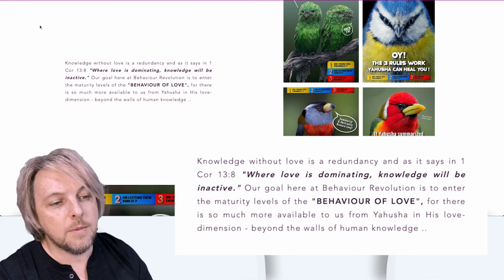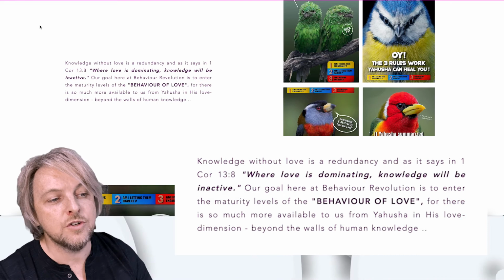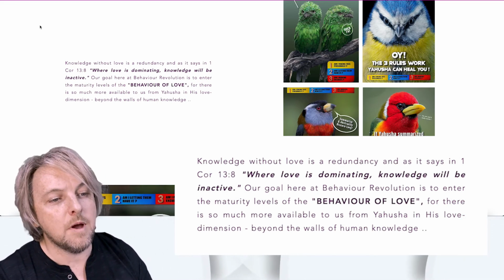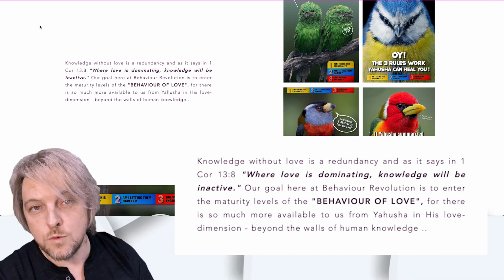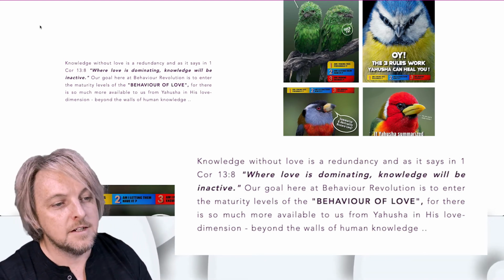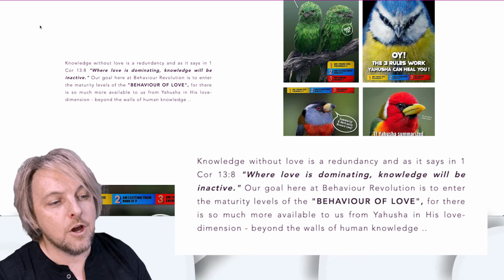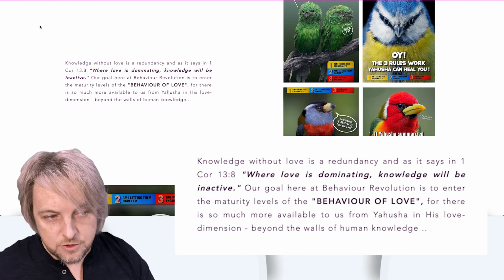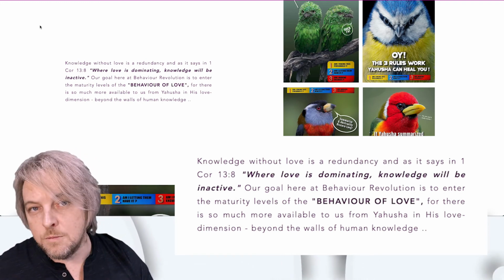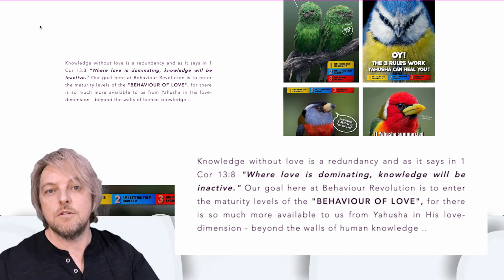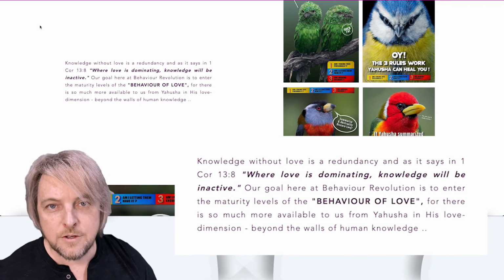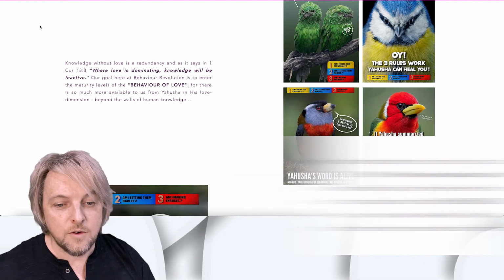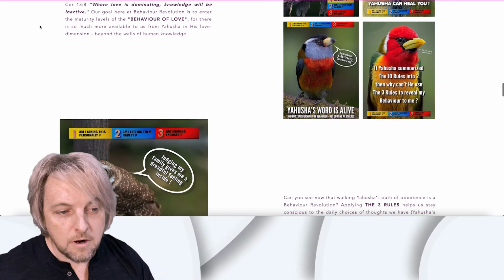So our goal here at Behavior Evolution is to enter the maturity levels of the behavior of love. For there is so much more available to us from Yahusha in his love dimension, beyond the walls of human knowledge, a whole different dimension. The seeds of his kingdom have been planted in us, sown in us, and they're growing.